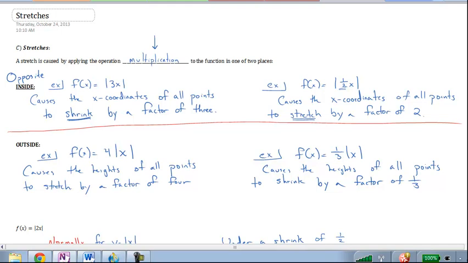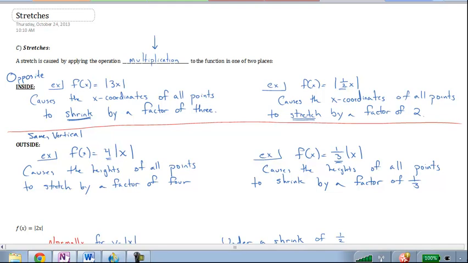And then on the outside, we expect that outside is the same, and again, it's vertical. If we think about words, same and vertical. When we multiply 4 on the outside, we cause the heights of all points to stretch by a factor of 4. When we multiply by 1/3 on the outside, we cause the heights of all points to shrink by a factor of 1/3. So in that case, things happen in the direction we would expect.